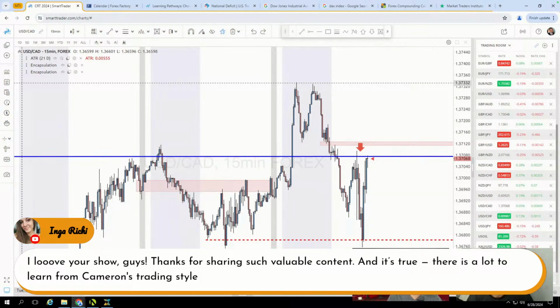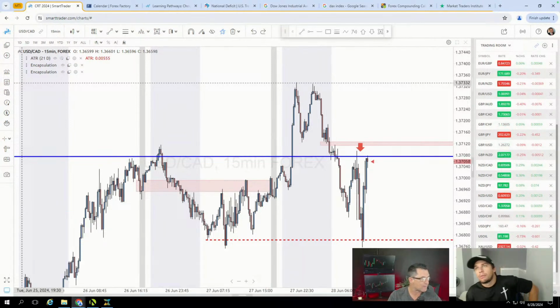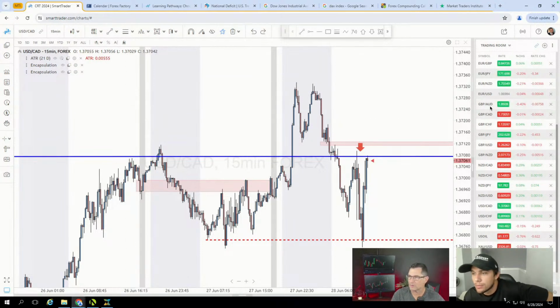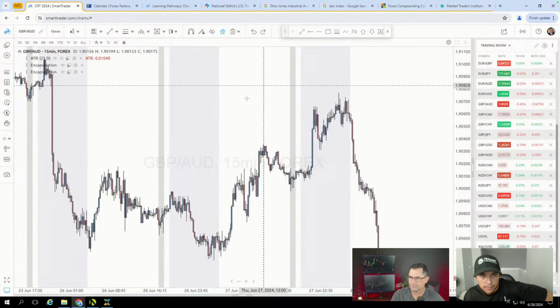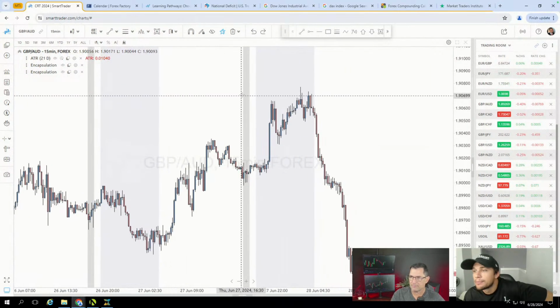Now, this is the thing right here. This is what I absolutely want to talk about when it comes to what Cameron's talking about, the different sessions. So on the pound Aussie, just go to the pound Aussie trade right here. I want to show you guys something. Pound Aussie, here's a 15-minute time frame.